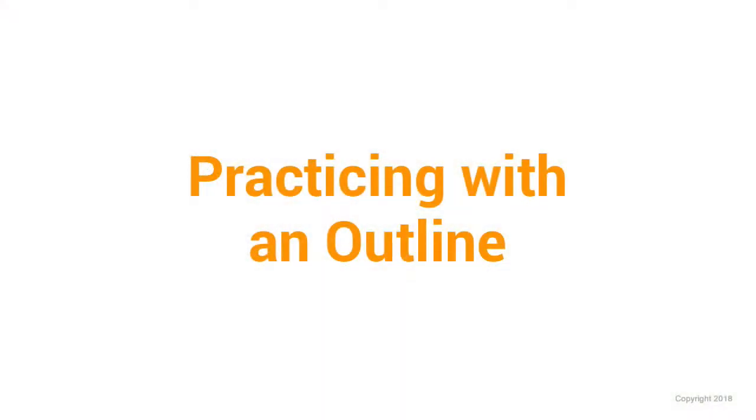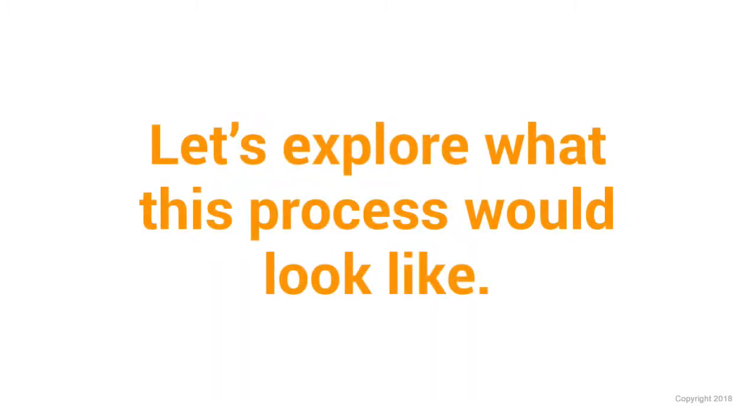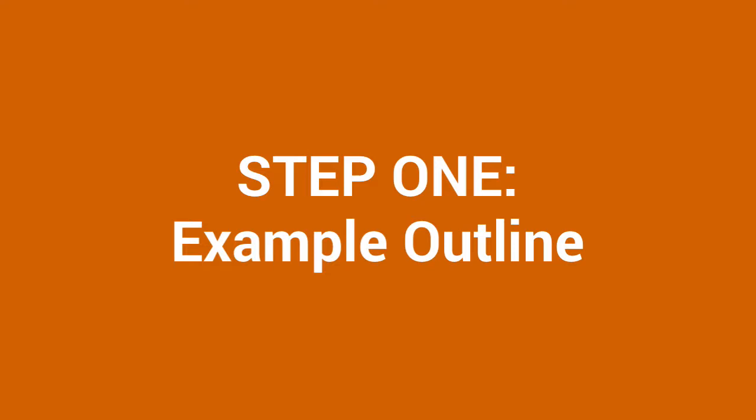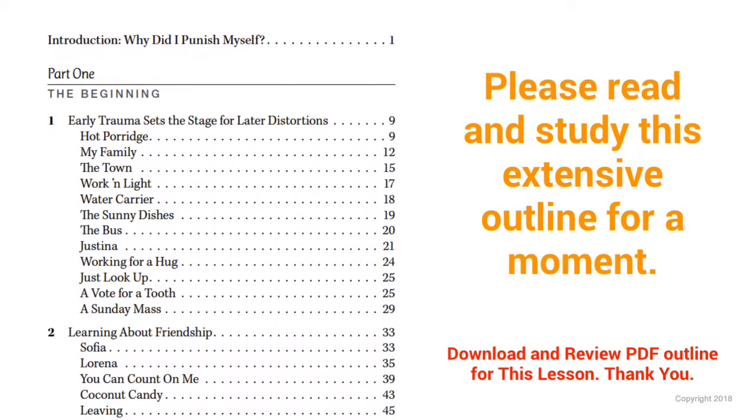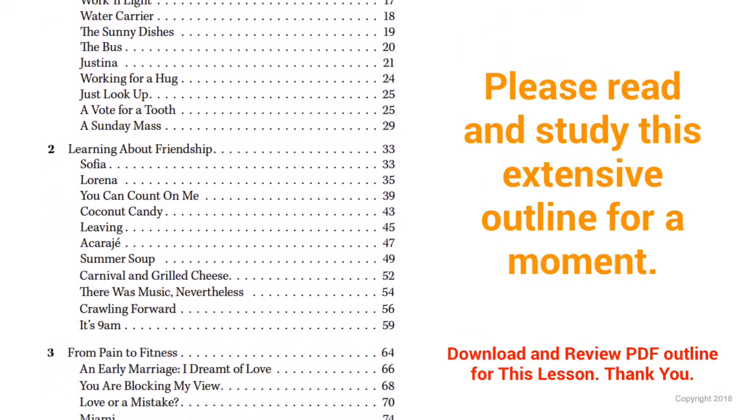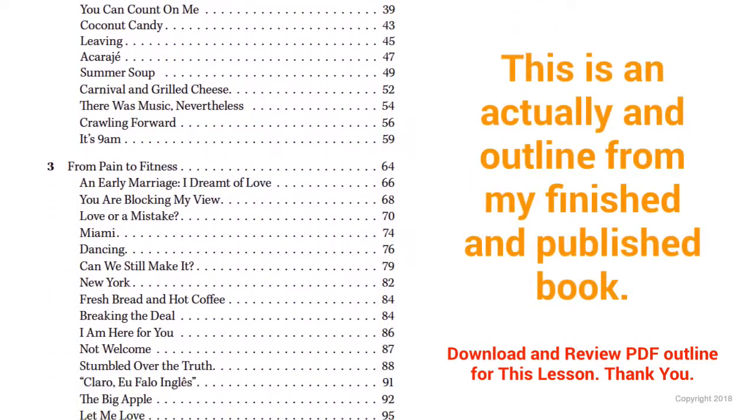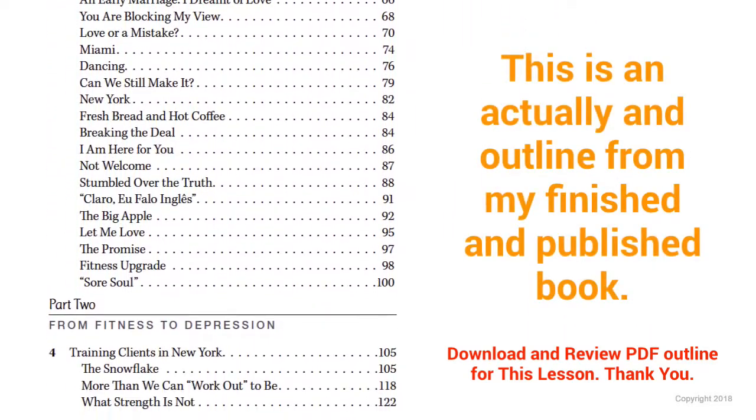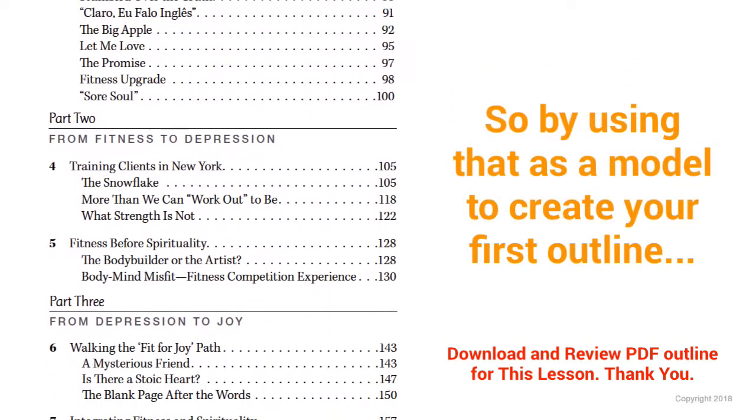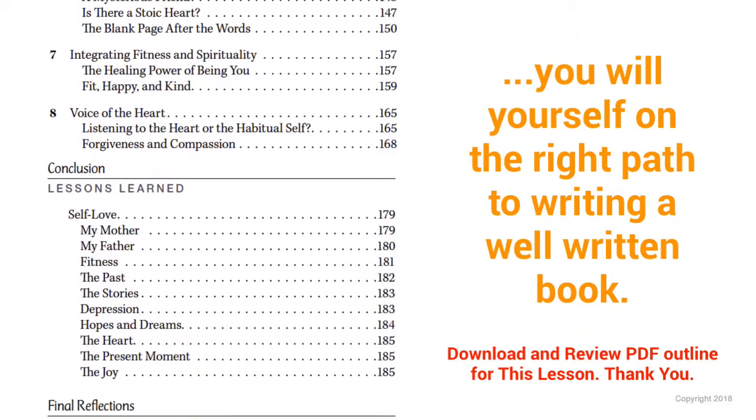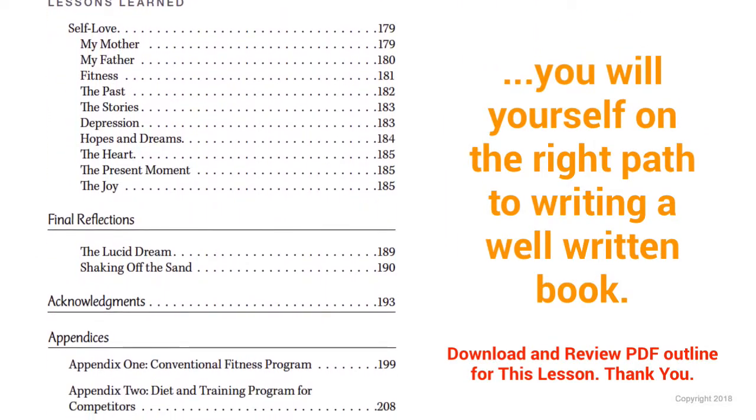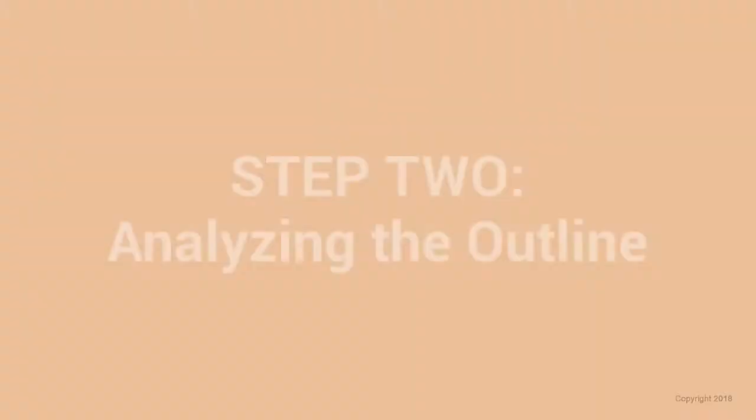Practicing with an outline. Let's explore what this process would look like. Step 1. Example outline. Please read and study this extensive outline for a moment. This is actually an outline from my finished and published book. So by using that as a model to create your own first outline, you will find yourself on the right path to writing a well-written book.